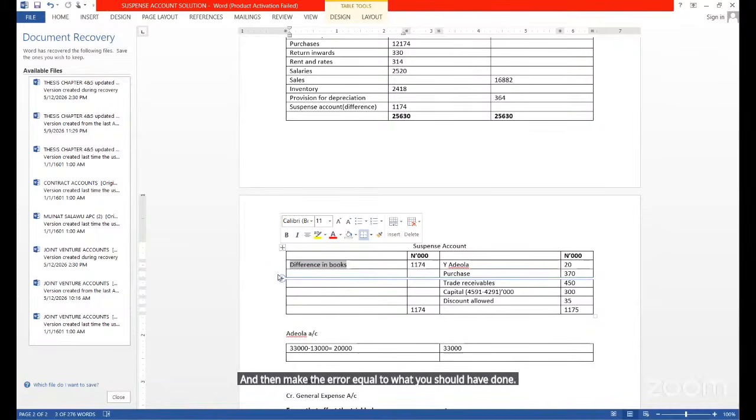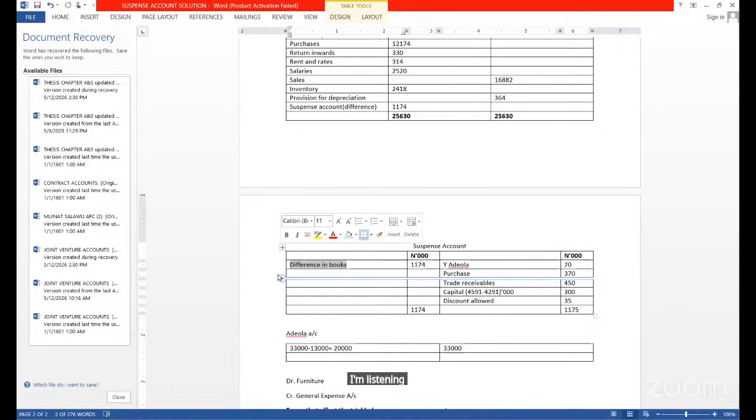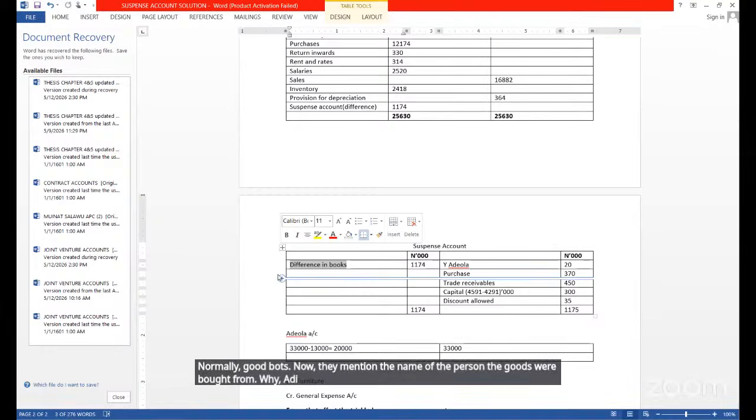So using the first error to illustrate that, they said goods bought from Y Adiola. Before we start reading everything, when this man bought goods from Y Adiola, what was he meant to record? How was it meant to appear in his books? Please come again with the question. How should you record goods bought? Normally, goods bought. Now they mentioned the name of the person the goods were bought from, Y Adiola. How do you record goods bought in the books?